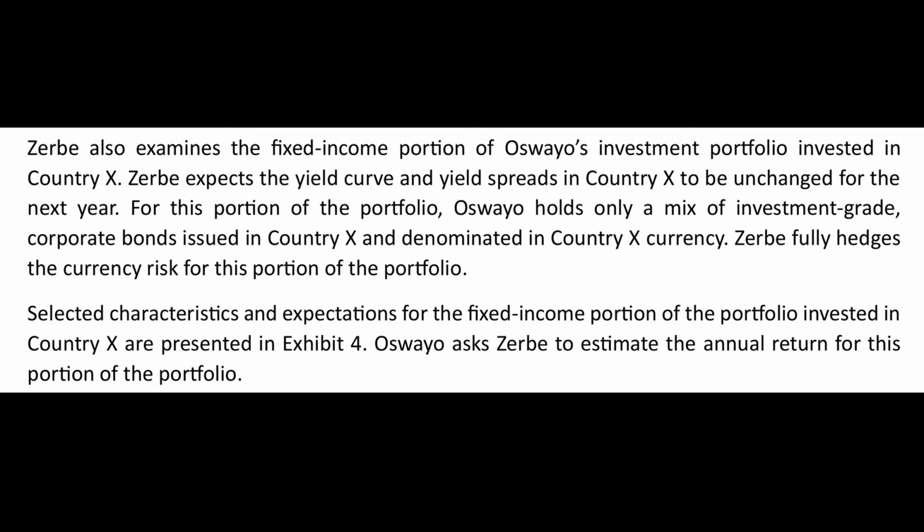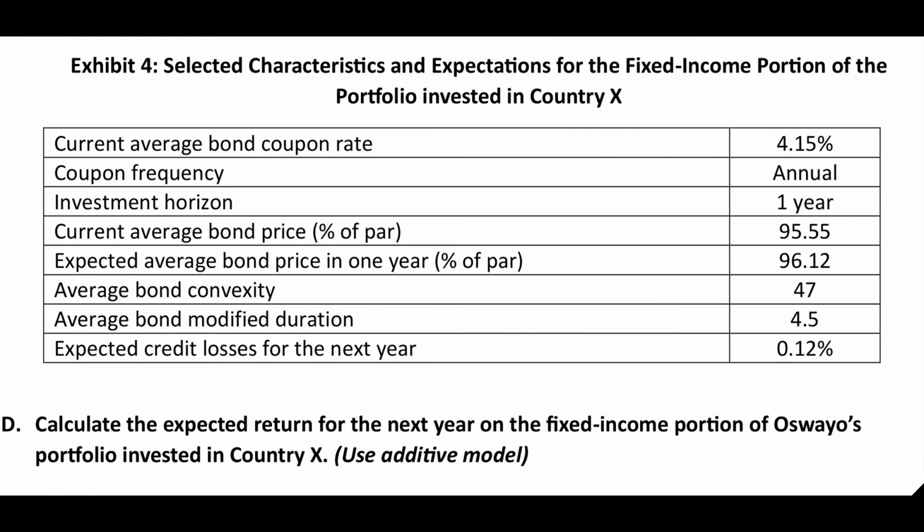So if you look at the data, have a look. 4.15 is the bond coupon. And the current price is 95.55. So the current yield becomes 4.15 by 95.55. Next, if we see, we are given the expected bond price in 1 year is 96.12. So 96.12 minus 95.55 divided by 95.55. That's the rolling return. If you add the two, the current yield and the rolling return, you'll get the rolling yield. Expected credit losses is 0.12%. It's the negative. There is no currency effect. There is no yield change in the question.